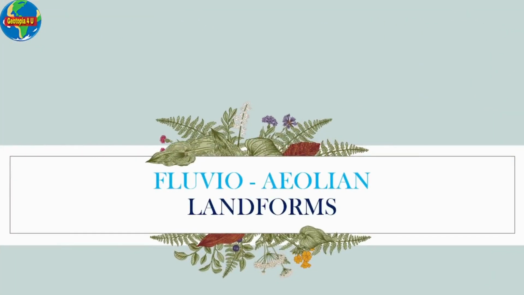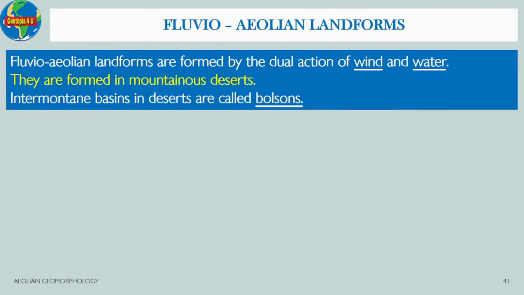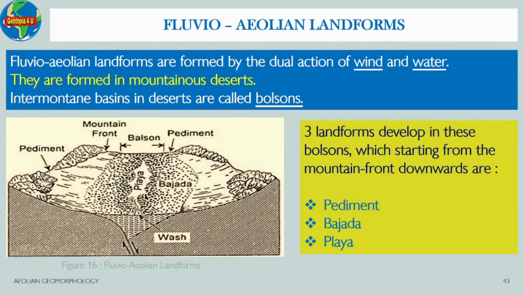Fluvio-aeolian landforms. Fluvio-aeolian landforms are created by the dual action of wind and water. They are formed in mountainous deserts. Intermontane basins in deserts are called bolsons. 3 landforms develop in these bolsons, which starting from the mountain front downwards are pediment, bahada, and playa. In this figure, you can notice all the 3 fluvio-aeolian landforms.